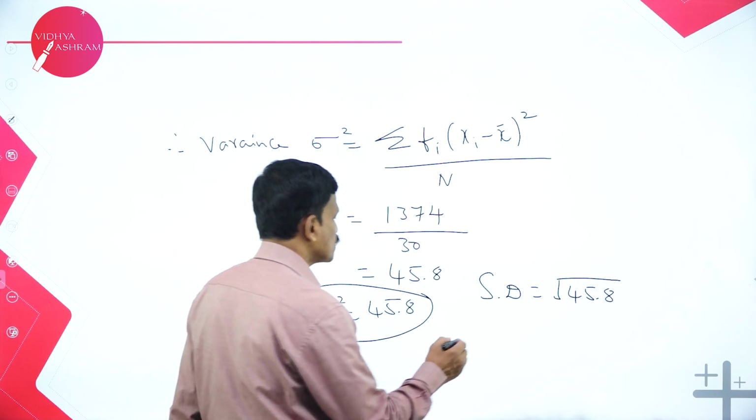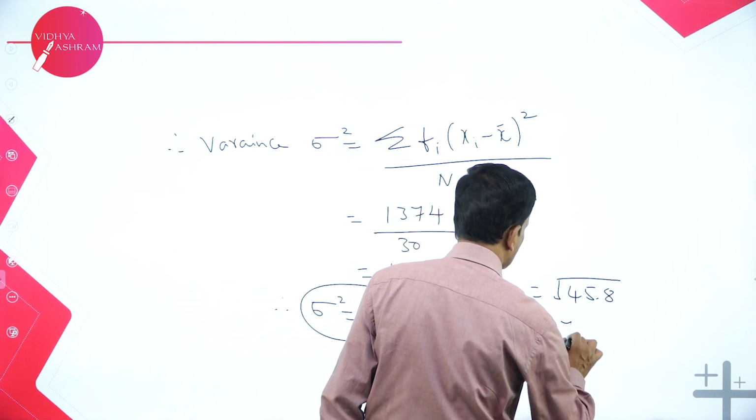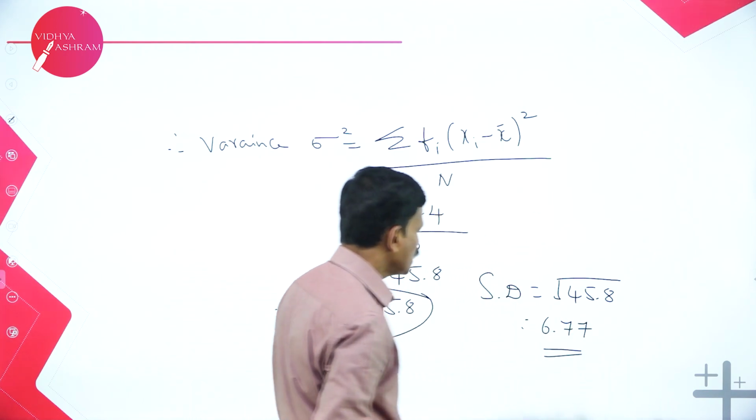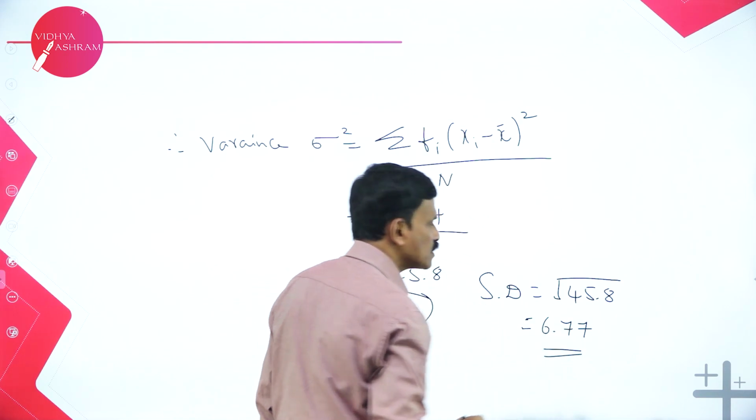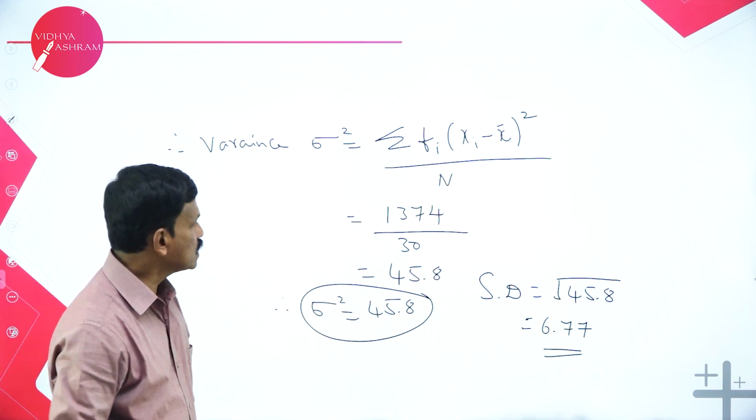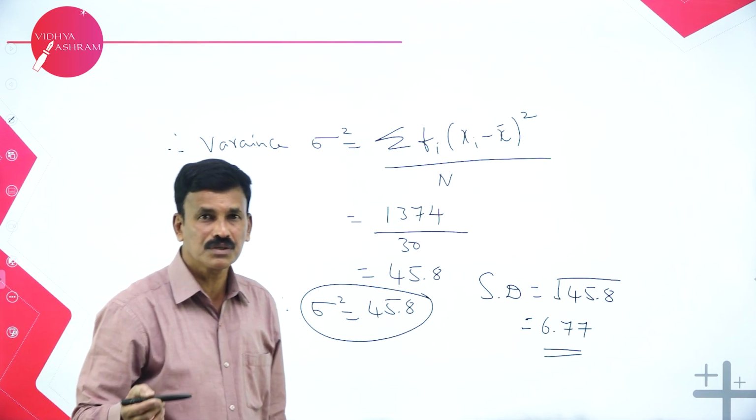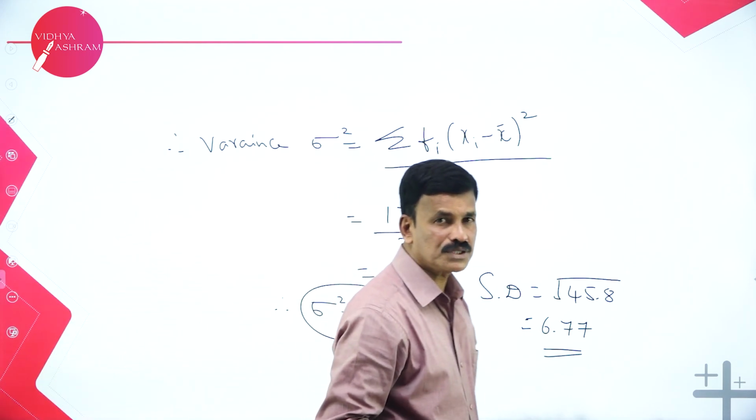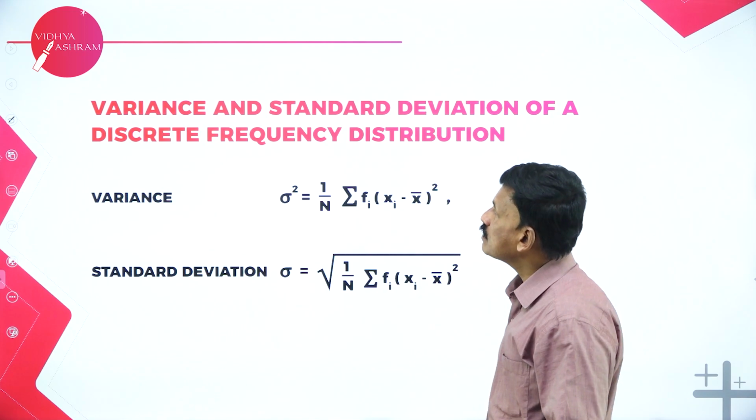So this is approximately equal to 6.77. So the standard deviation is equal to 6.77. This is how we are going to solve this problem. Very important for the point of examination. Hope you followed, right? Move on to the next concept.